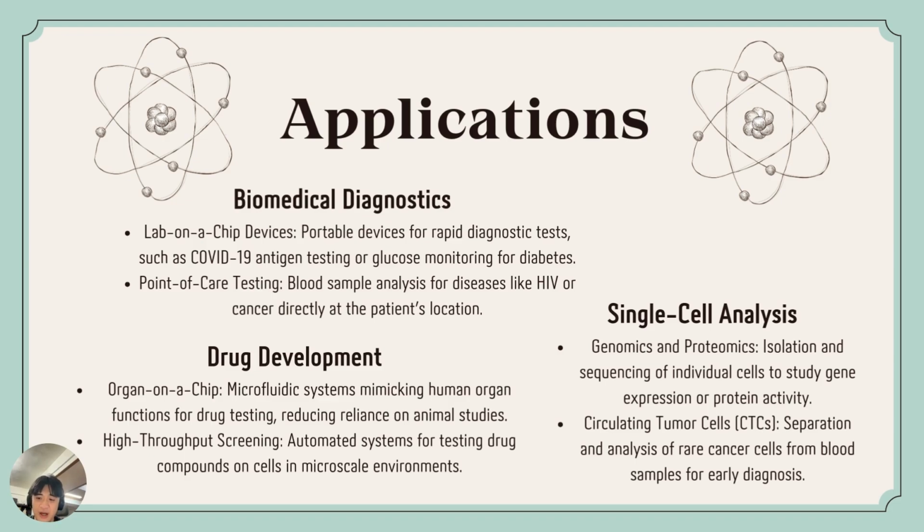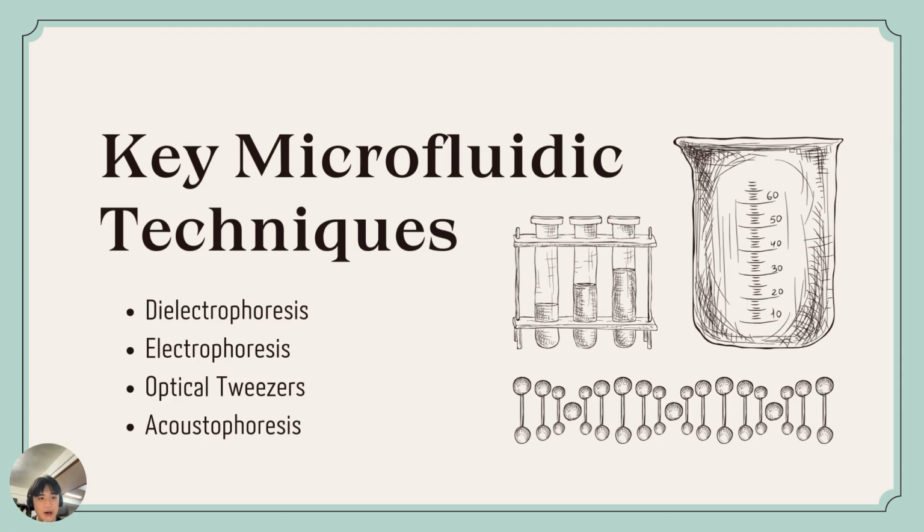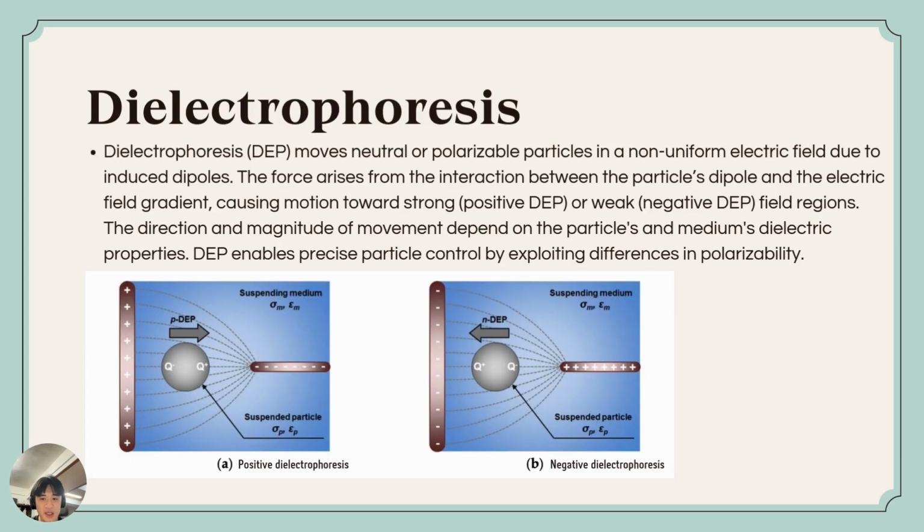Finally, in the field of single-cell analysis, microfluidics allows us to isolate and sequence individual cells, allowing us to study gene expression in more detail. Okay, so today I'm going to talk about four key microfluidic techniques. They are DEP, EP, OT, and AP. First, let's talk about DEP.